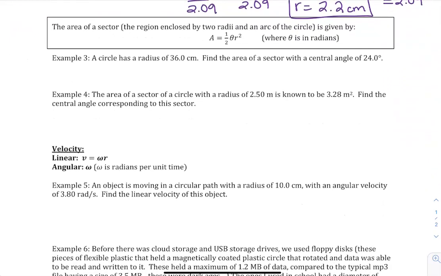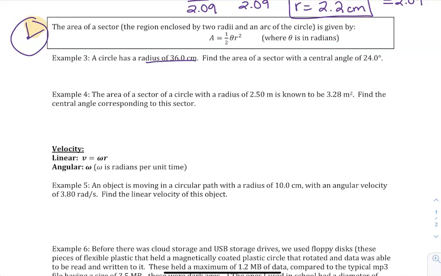Next, we might also be interested in finding the area of that piece of the circle. In order to do this, the formula is area equals 1/2 theta times r squared, where theta is again in radians. So we're just basically finding a slice of a circle with this formula. We've got a circle and I have some particular radius and angle. I can find that area.